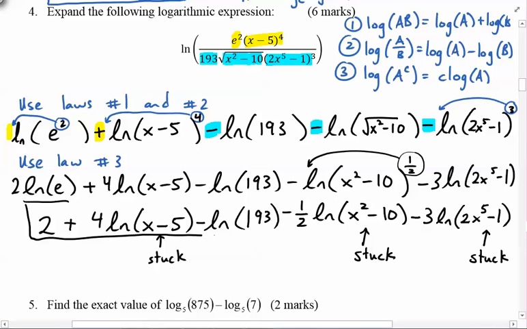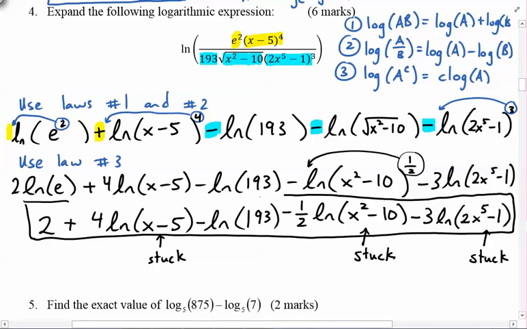So you'll notice that in the very first question, we had 5 different factors inside the fraction. And in the answer, we have 5 different logs, 5 different terms. So that's how you can check and make sure that it makes sense.